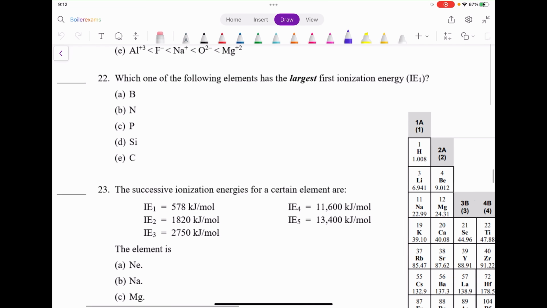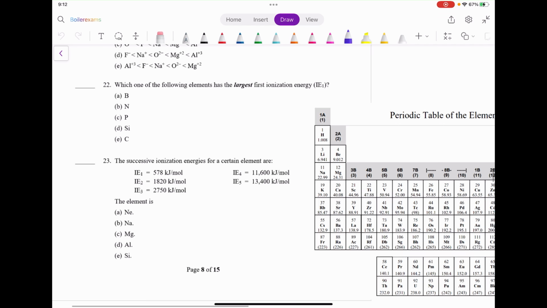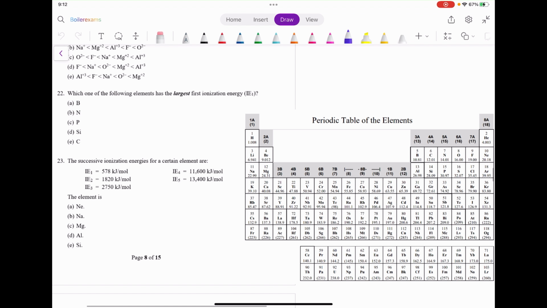All right, I got a periodic table for these next problems. 22, which one of the following elements has the largest first ionization energy? So we got boron, nitrogen, phosphorus, silicon, and carbon. Let's find those. So we're up here. And I know that the elements that go in this direction will have high ionization energies. If you remember that, then it's nitrogen.